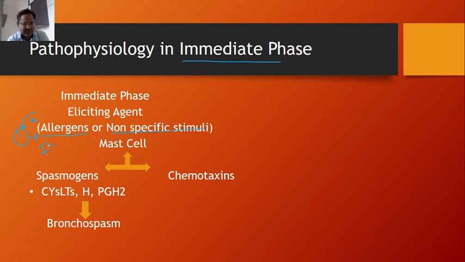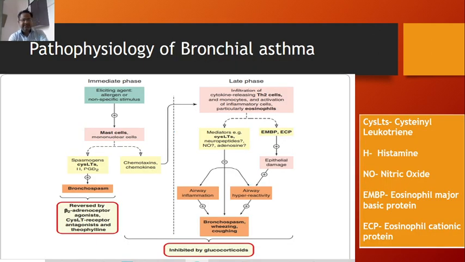Antibodies produced are the IgE type of antibody, and it releases various inflammatory mediators such as cysteinyl leukotriene, histamine, and prostaglandin D2, which causes the bronchospasm, and also it causes the chemotaxins. We will see later. So this is the pathophysiology of bronchial asthma.